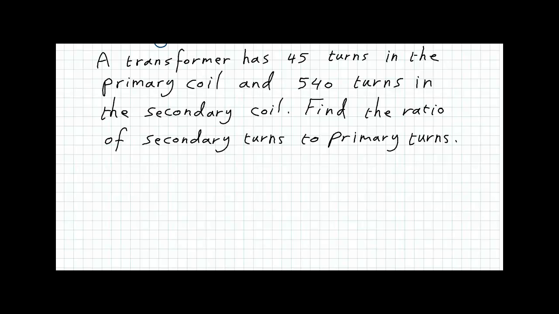A final example: a transformer has 45 turns in the primary coil and 540 turns in the secondary coil. The question: find the ratio of secondary turns to primary turns. So he's asking to find a ratio. So you should make a ratio between two quantities. But be careful, because we told you that order is so important here. He is asking to find the ratio of secondary turns to primary turns.